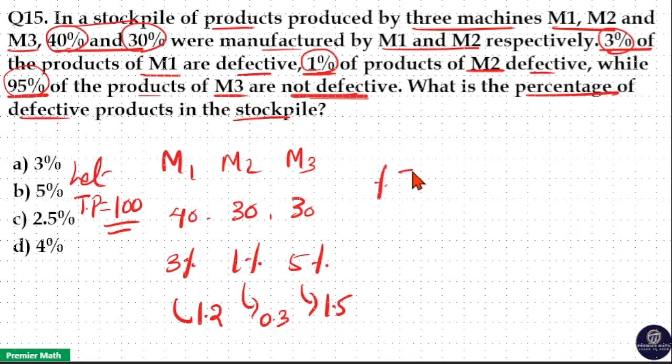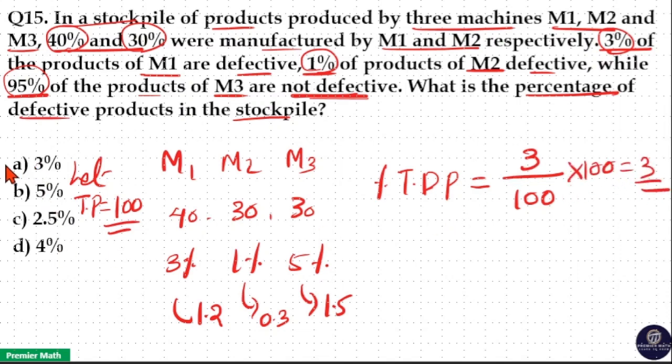Then the percentage of total defective products produced by the company: total products produced is 100, out of this 100, 1.2 plus 0.3 plus 1.5, that is 3 units, are defective. So the percentage is equal to 3. So option A is your answer.